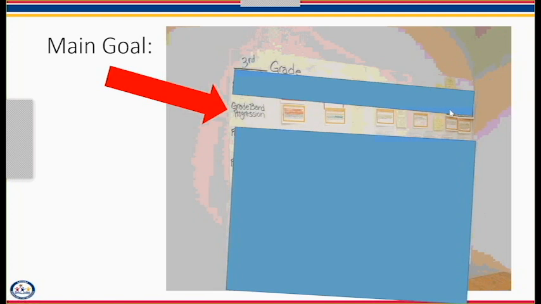So here is a real example. The main goal is always to create a unit blueprint and to break down all of those pieces of the new standards. So here are the teacher's sticky notes. And here they've gone through their progression and they've identified the key pieces that are going to guide them as they start creating their unit.